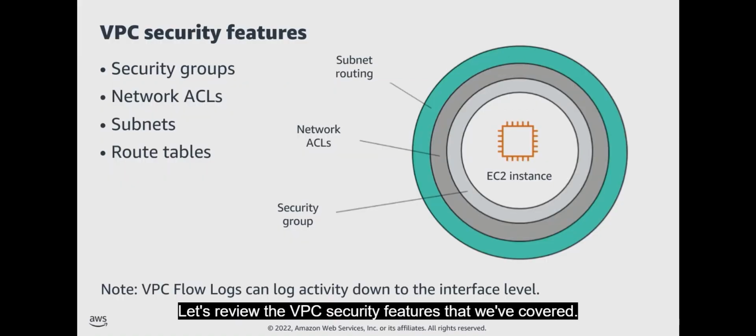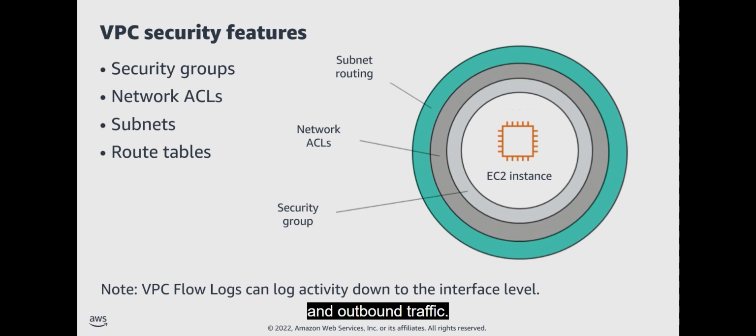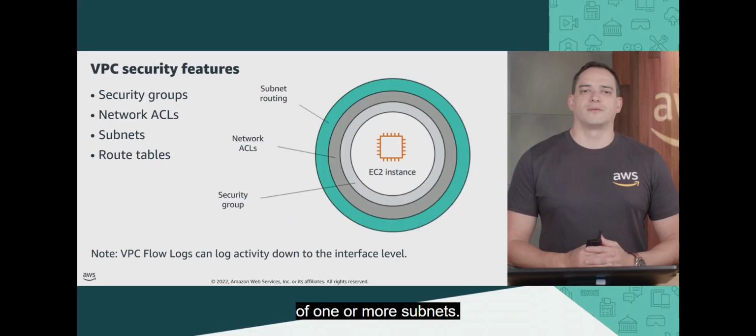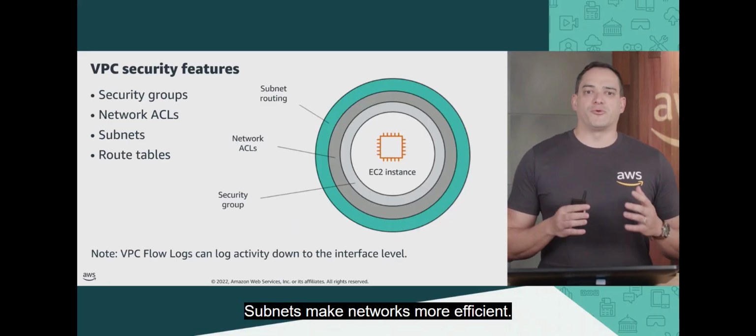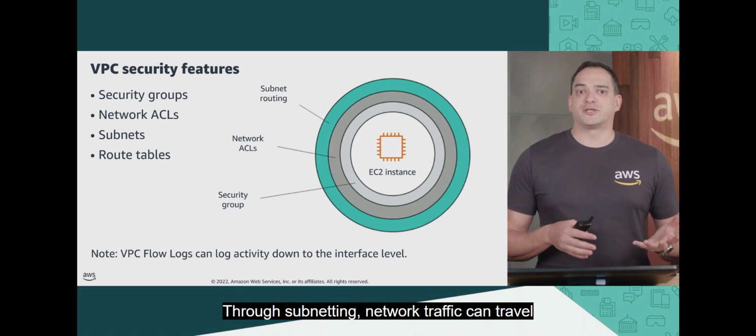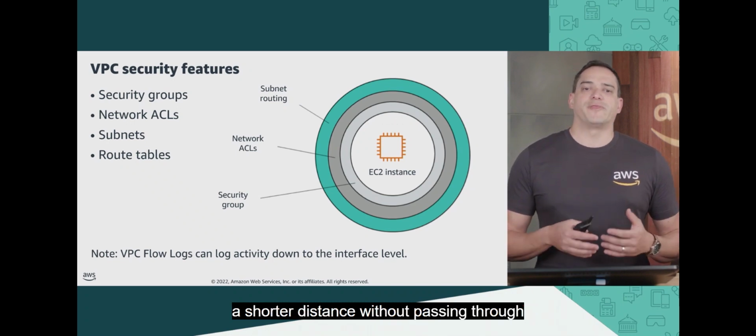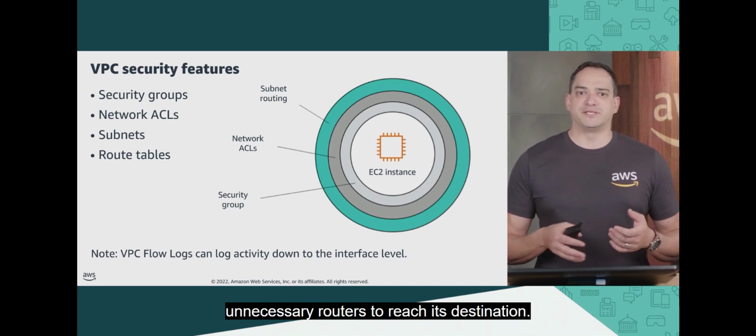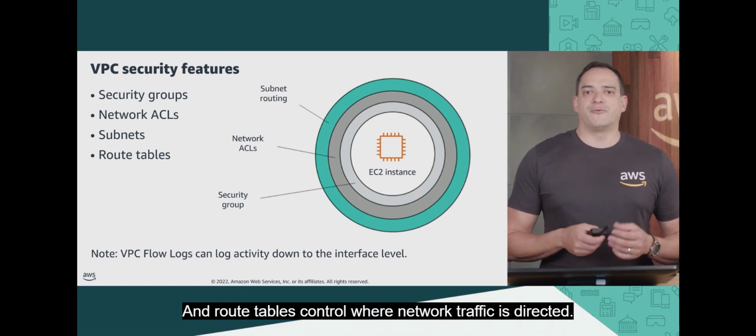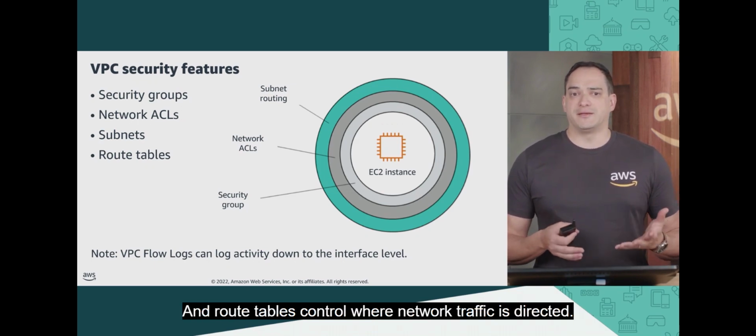Let's review the VPC security features that we've covered. Security groups act as virtual firewalls for your EC2 instances to control inbound and outbound traffic. Network ACLs provide an optional layer of security for your VPC. They act as firewalls to control traffic in and out of one or more subnets. Subnets make networks more efficient. Through subnetting, network traffic can travel a shorter distance without passing through unnecessary routers to reach its destination. And route tables control where network traffic is directed.